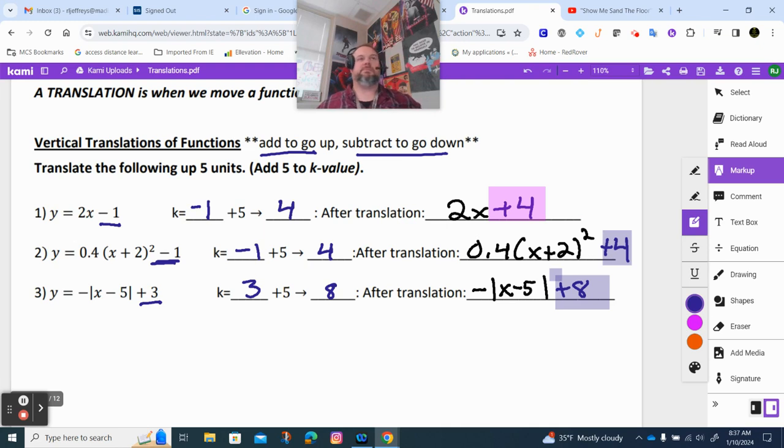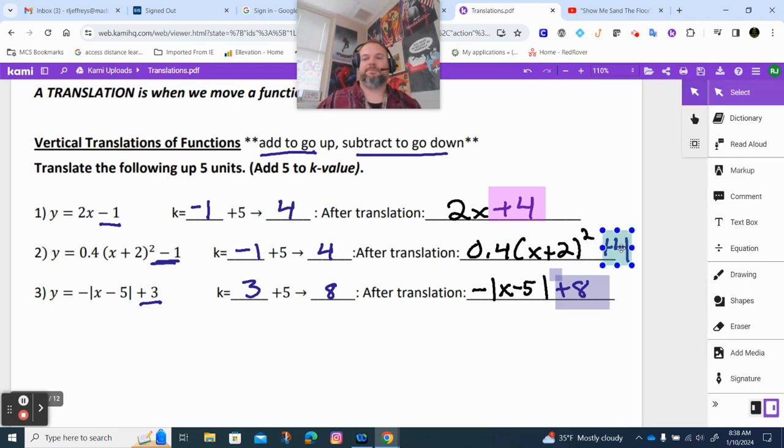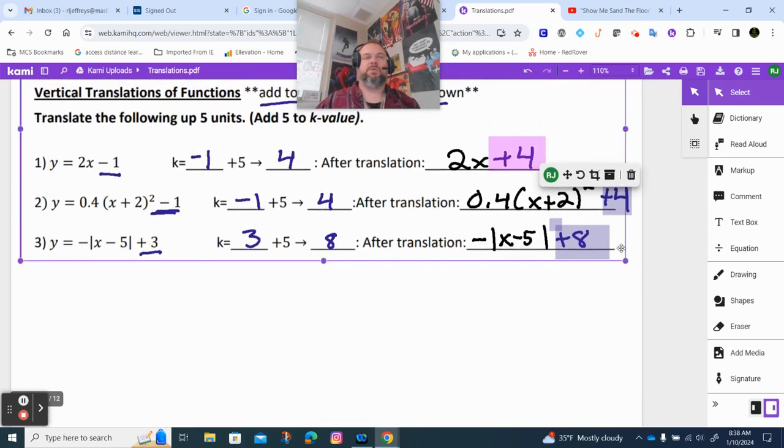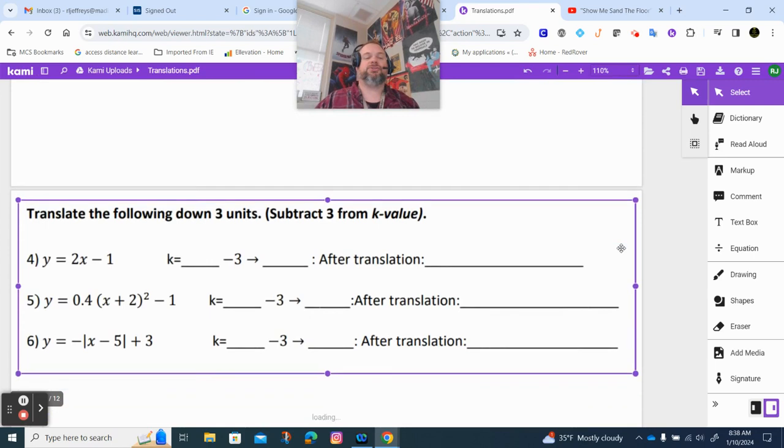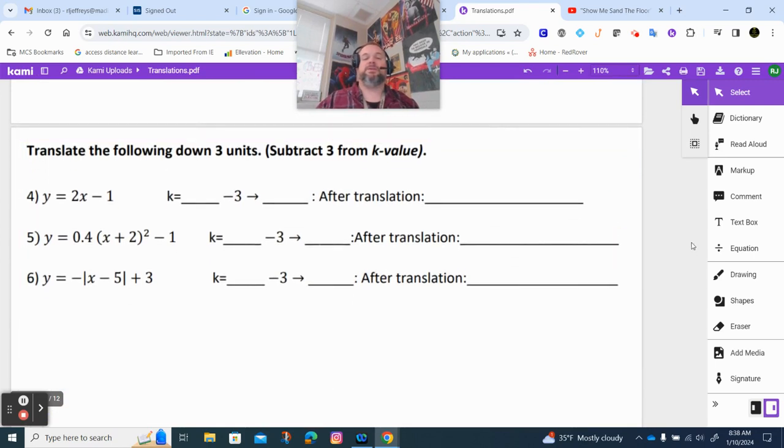So that's translating it up, that's adding. Now we're going to do the same thing, but we're going to translate them down. So that means we're going to what? Yeah, subtract.